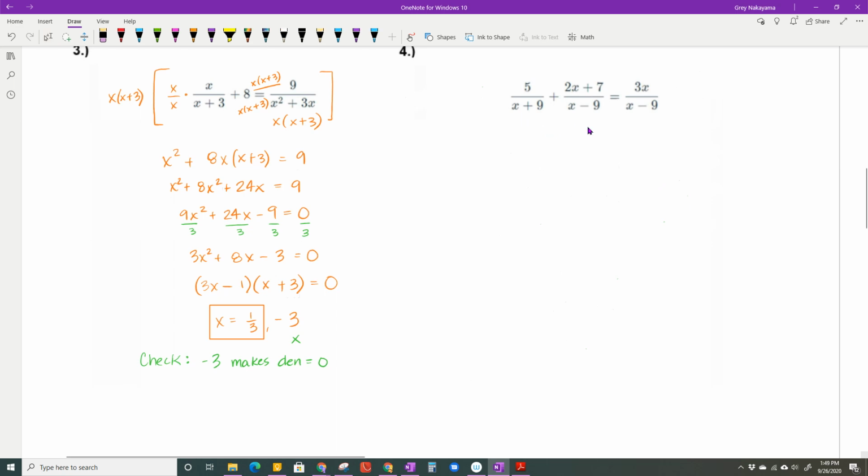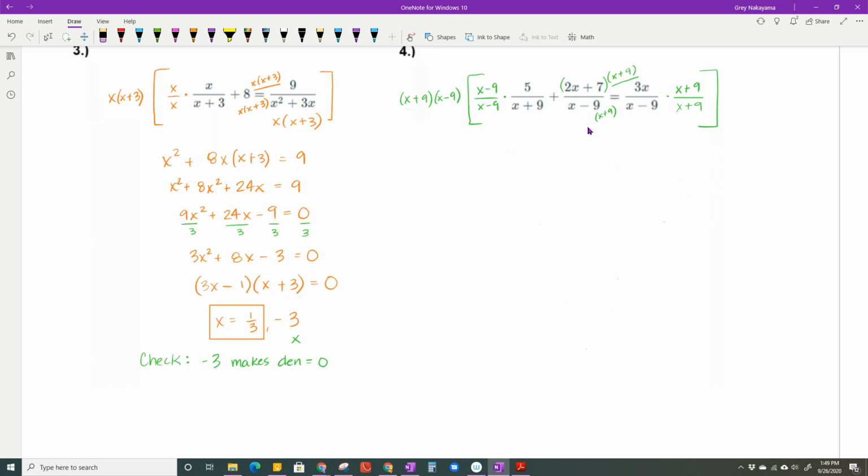So I'm going to have to multiply this by x minus 9 over x minus 9. This is going to have to multiply by x plus 9 over x plus 9. And this one is going to be multiplied by x plus 9 over x plus 9. So now all of my denominators are the same. And now I'm going to multiply by that least common denominator, which was x plus 9 times x minus 9. And so I'm going to write my numerators.